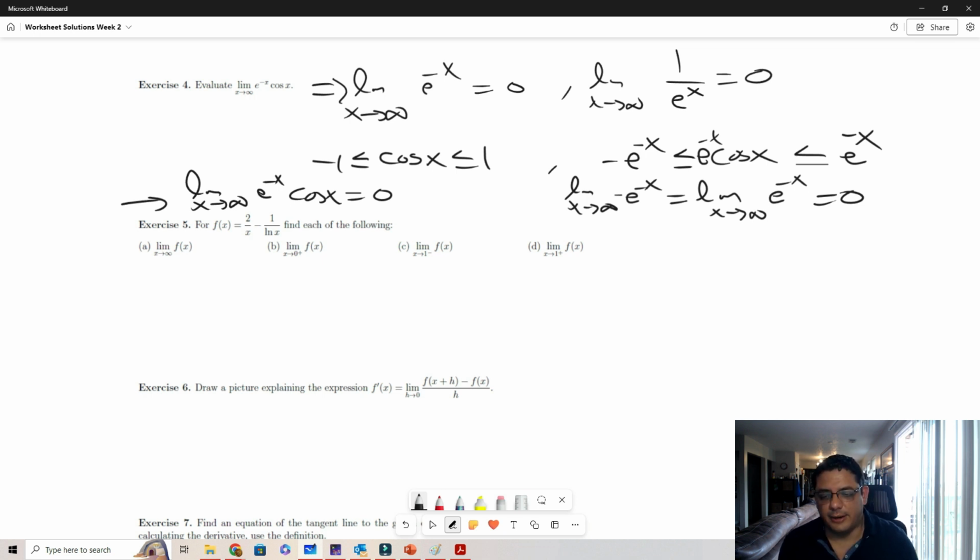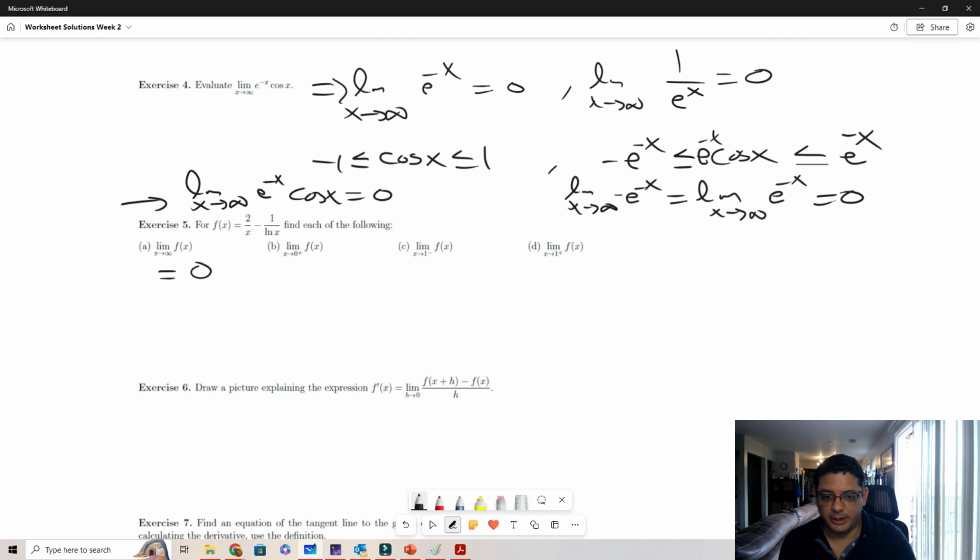Now, exercise 5. We have f of x equals 2 over x minus log of x. Find each of the following limits. So the limit when x goes to infinity. When x goes to infinity, this goes to 0, this goes to 0. So this is 0 minus 0. So it's 0, so this is fine.